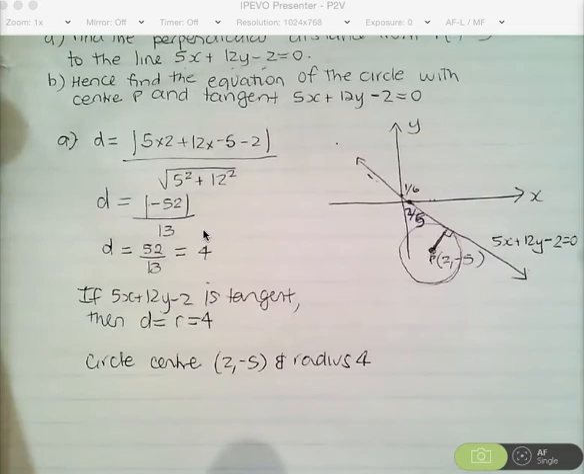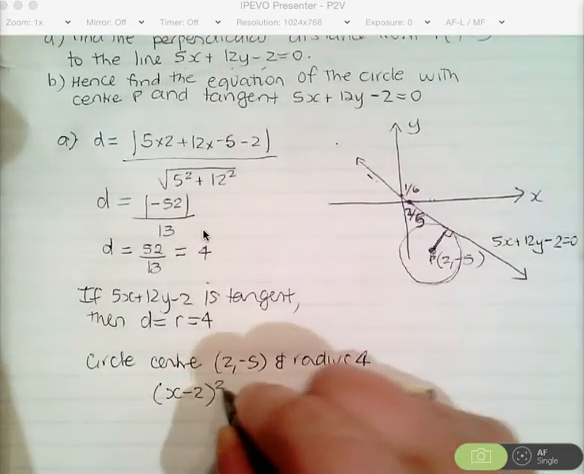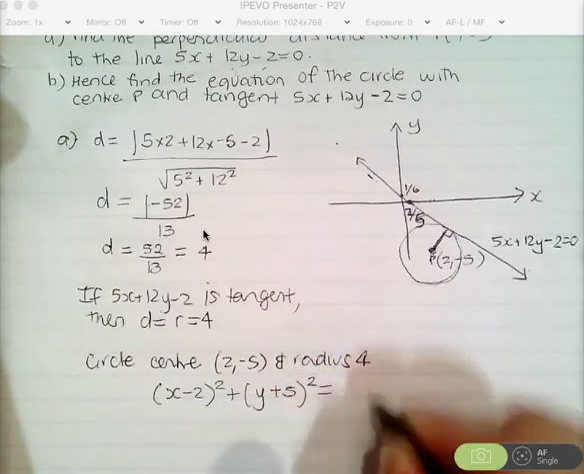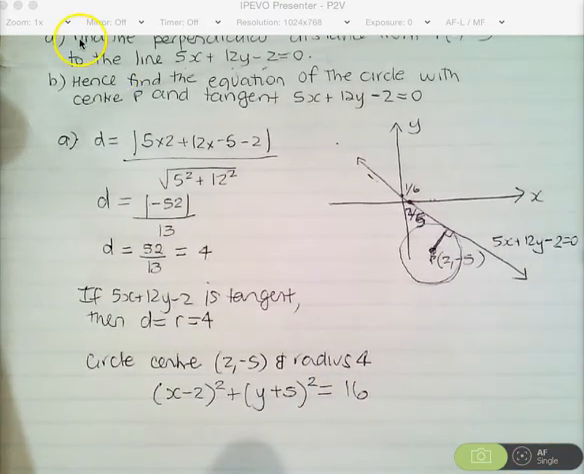And you can pause the video and do that. That's straightforward. So that equation will be x minus 2 squared plus y minus -5 squared, which is y plus 5 squared, is equal to 4 squared, which is 16. Okay? And that's the end of that question.